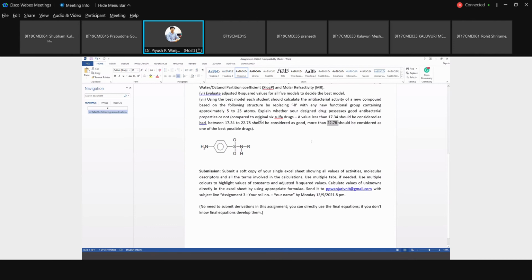Okay. So again, when you submit this, you have to have an Excel sheet, and all the values you have to put here. And I said use multiple tabs if you need in this single Excel sheet. Do not send me multiple sheets. Use different colors to highlight the values of the constant and the adjusted R square values. For checking, it will be easier for me. And yeah, these things you put and submit.